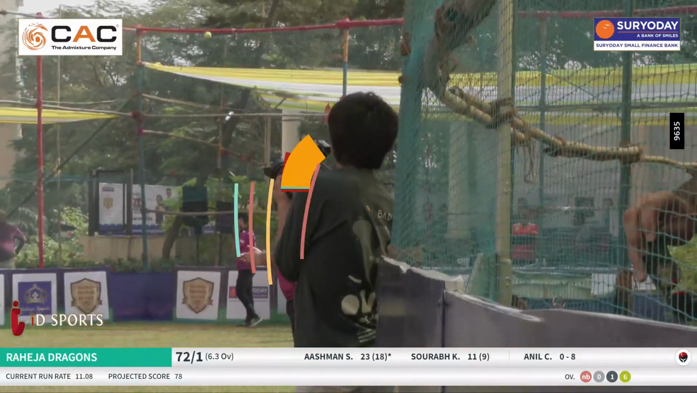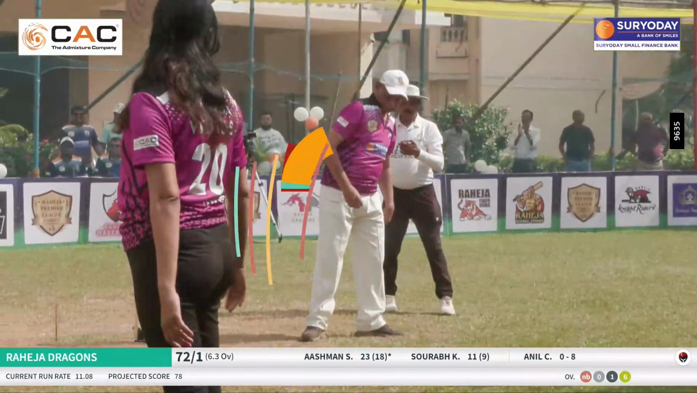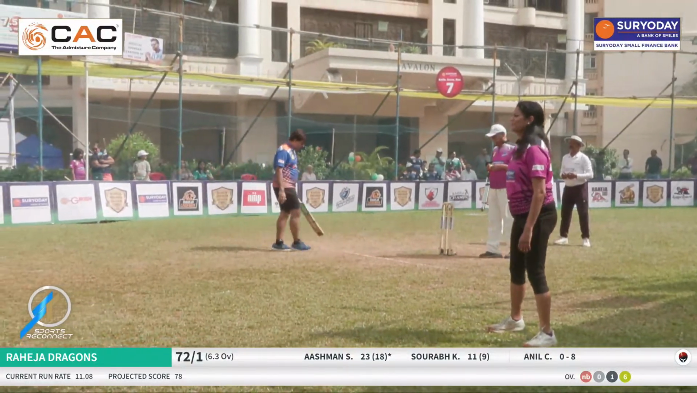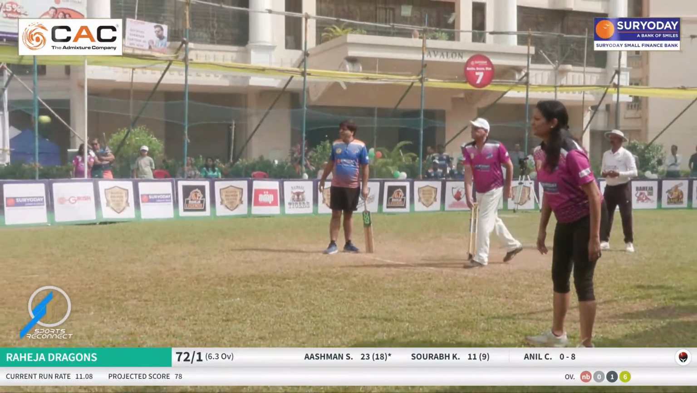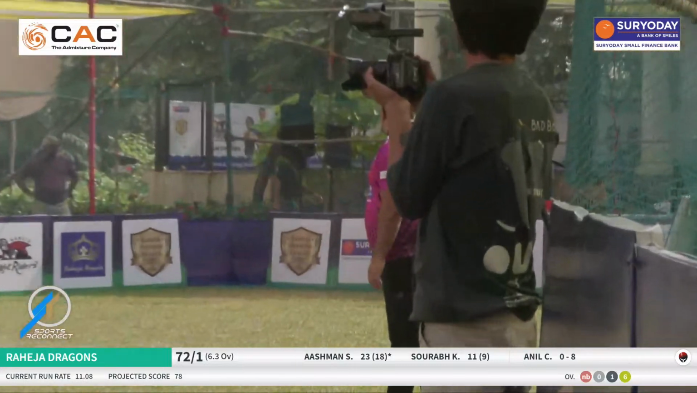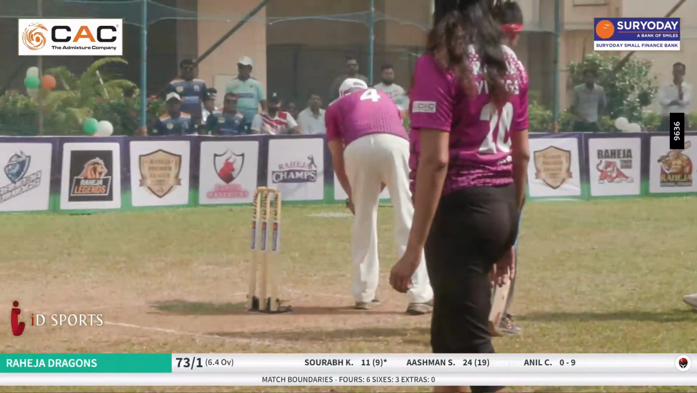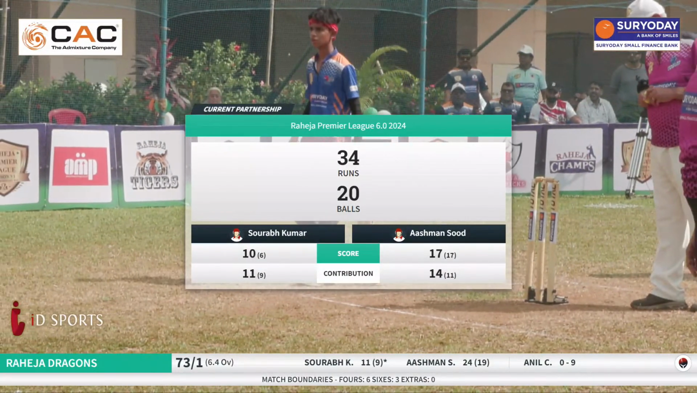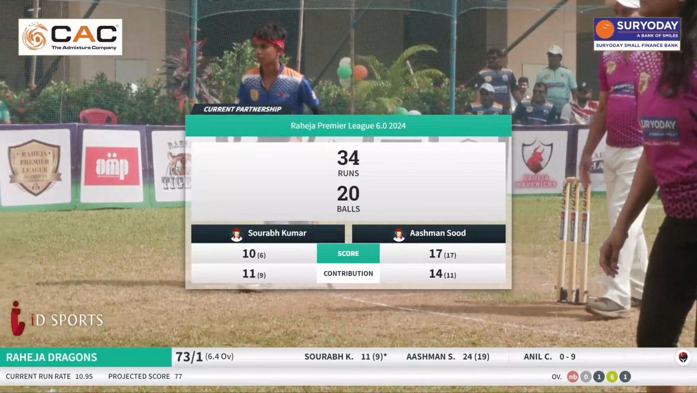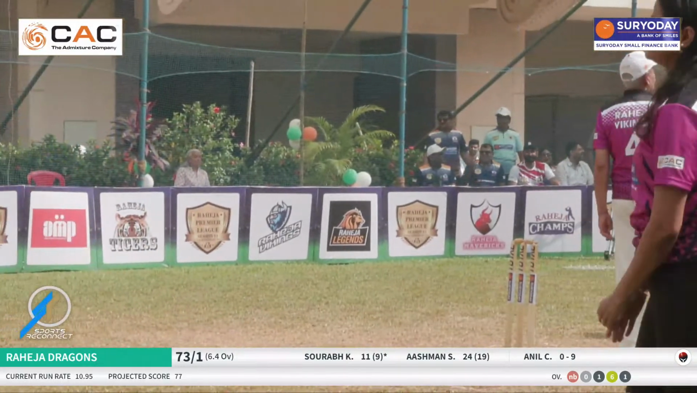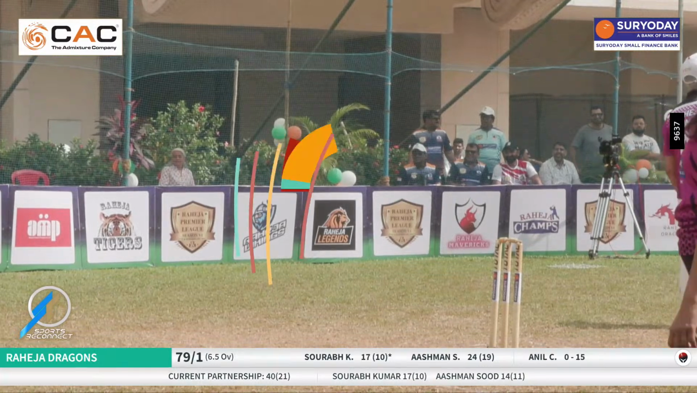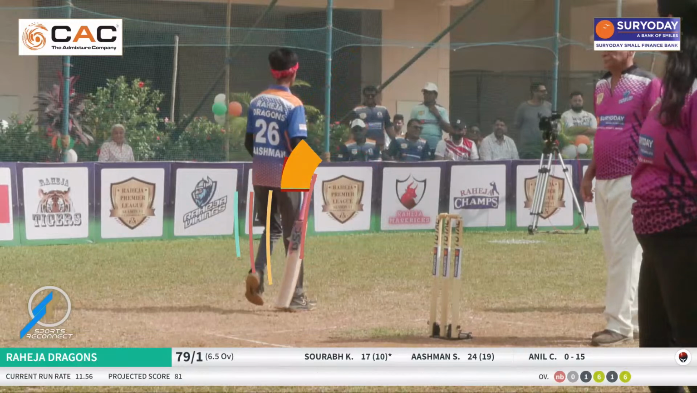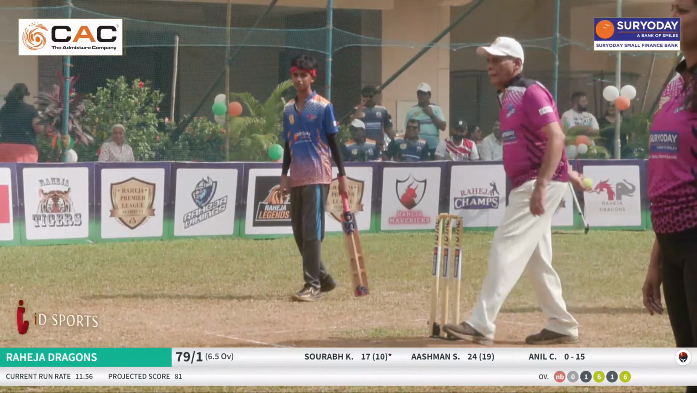Superb 6. That is a CAC 6 by Ashman. Superb CAC 6 by Ashman, and that brings the score to 72. Mr. Chaudhary to Saurabh. And there's another CAC 6 by Saurabh. Saurabh Kumar is on fire. Yes, very much in form.